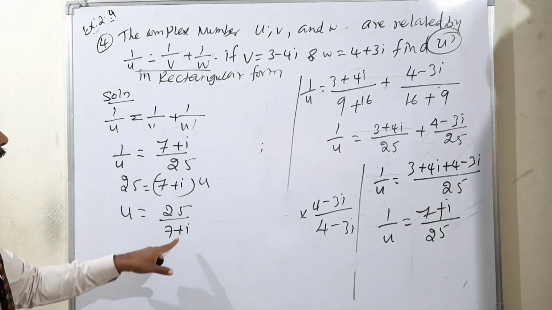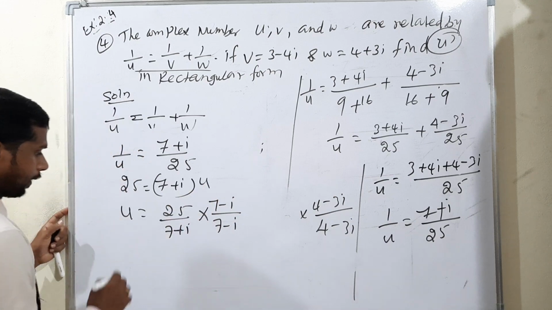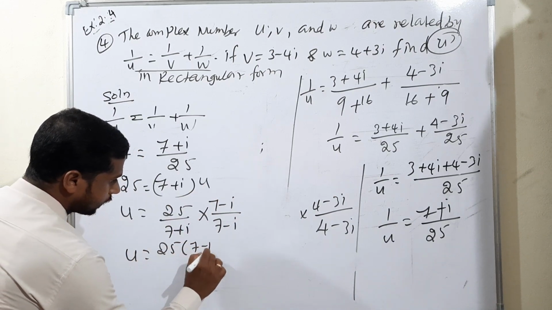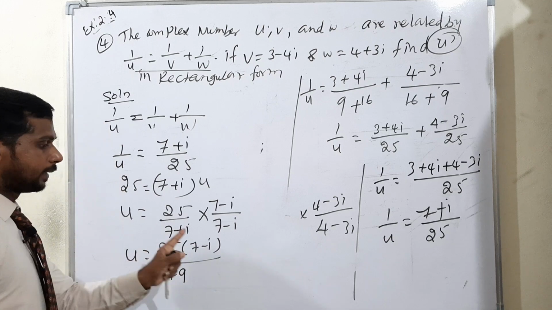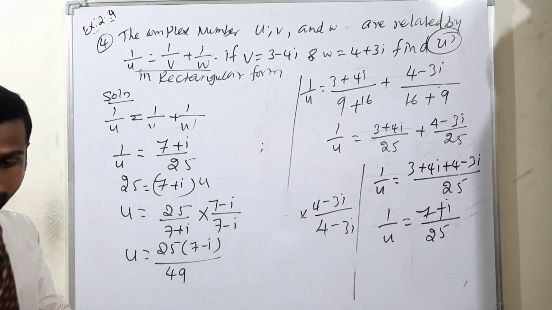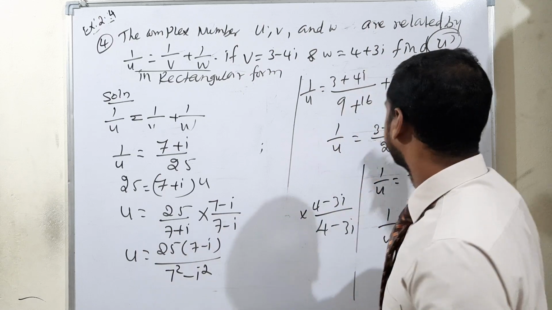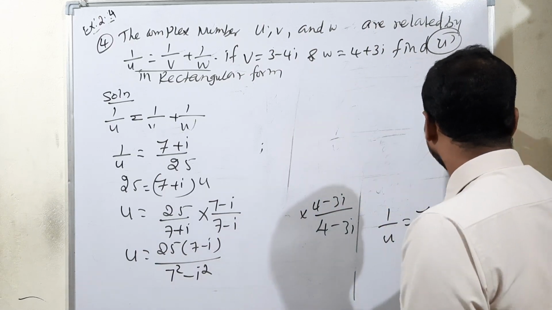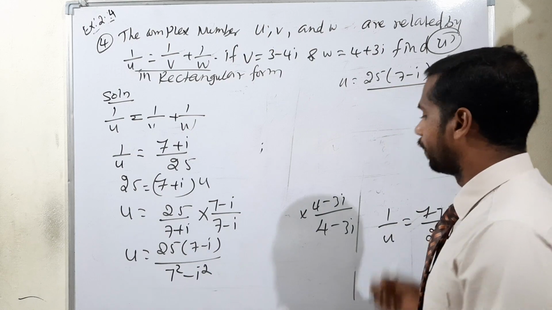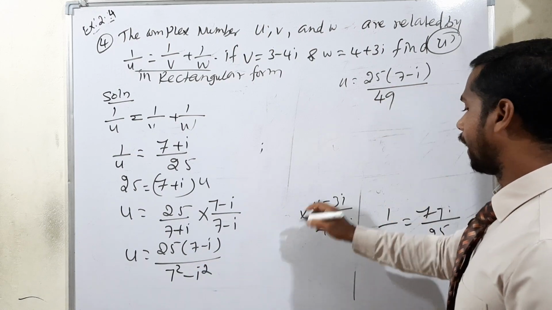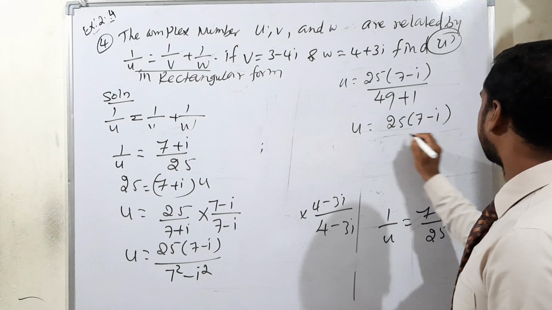This is also not in standard form, so we have to multiply both sides by the conjugate, (7 minus i)/(7 minus i). Then u is equal to 25 into (7 minus i), and the denominator is in a plus b into a minus b form, a squared minus b squared. I will write it clearly, then only you will understand. So 7 squared minus i squared. Then u is equal to 25 into (7 minus i) divided by 7 squared, which is 49, and i squared means minus 1, we have a common minus, therefore plus 1. So u is equal to 25 into (7 minus i) divided by 50.